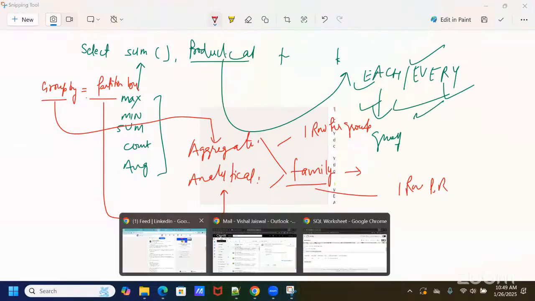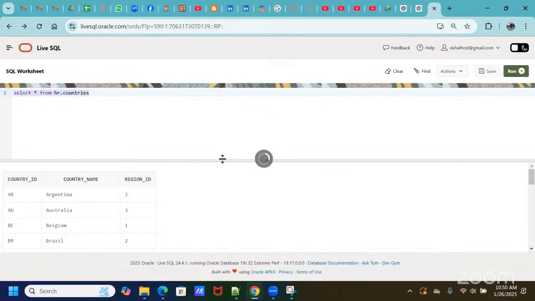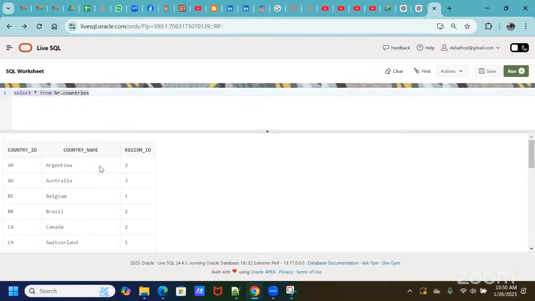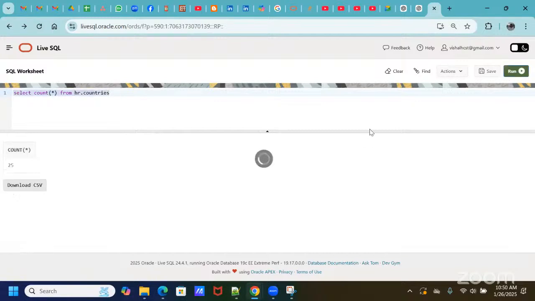See an example. See this example, I'm writing here. Select star from HR.regions, or HR.countries, take an example. This query gives you all the data, total 25 records. If I write here count star, what will happen? It will give you one data. Aggregate function, one row per group. One row is the output. Total 25.